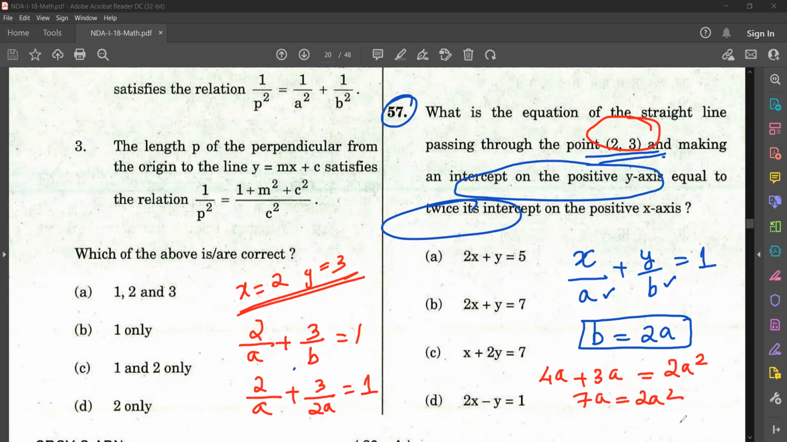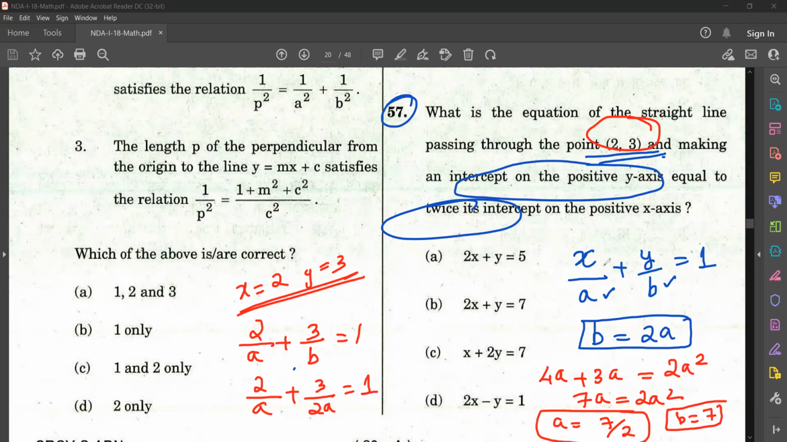So what is the value of a? You can just cancel it and you'll get a equal to 7 by 2. So what is B? B is equal to 2a, so 2 into 7 by 2. B you will get as 7. A is equal to 7 by 2. B is equal to 7.